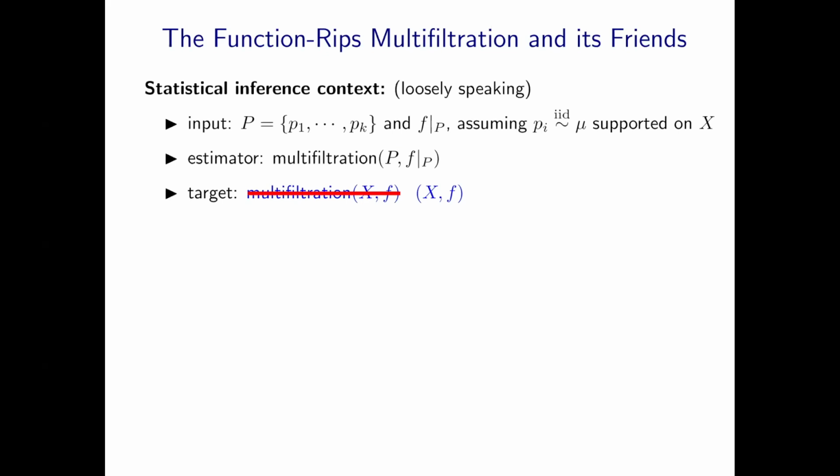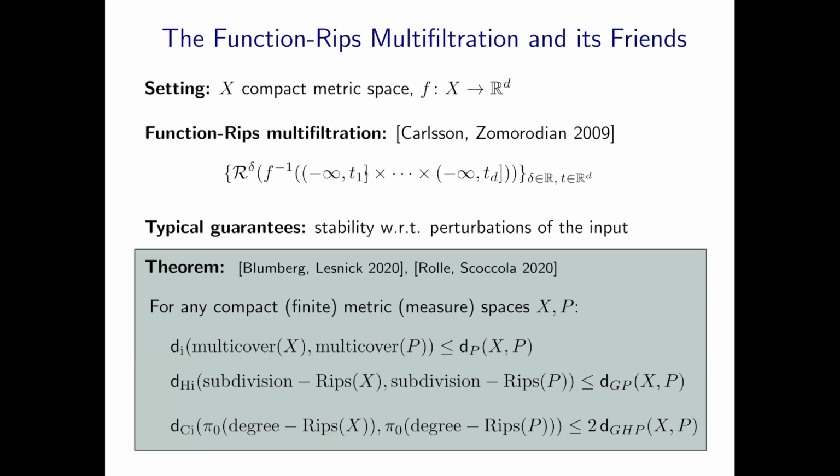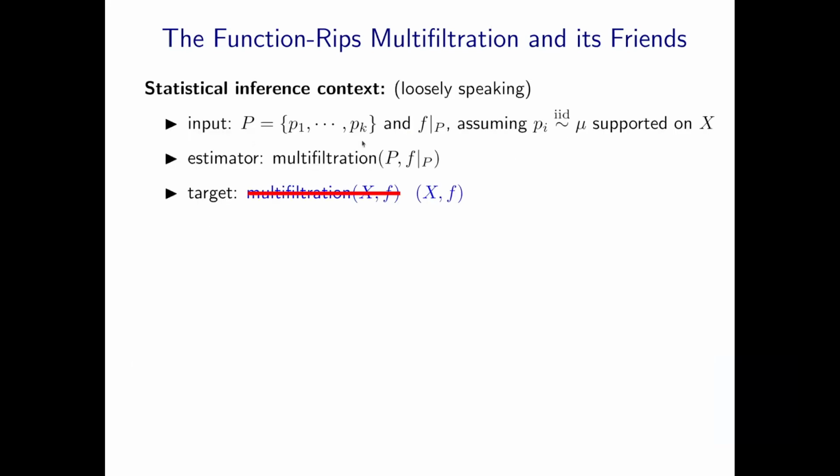Now, of course, if you go back to the previous results, so I hope I can go back, okay. If you go back to these results, what these results will tell you is that as the number of points goes to infinity, then most probably the points are going to cover the whole space X, and therefore these multifiltrations, thanks to these stability results, will converge in homology to the corresponding multifiltration built on the space X, okay? So that is all nice, but then the target is not really the right one, right?